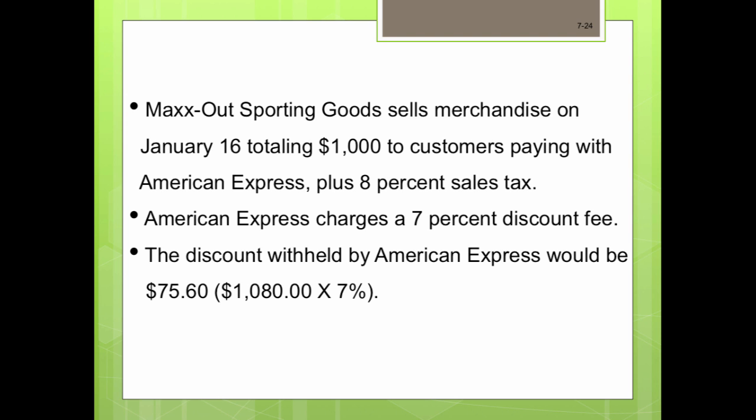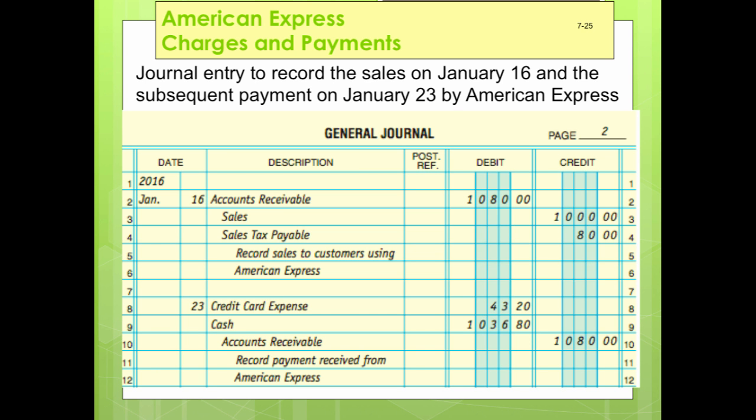This is an example of sales to customers using a non-bank credit card. So we have Max Out Sporting Goods selling merchandise on January 16, totaling $1,000 to customers paying with American Express, plus 8% sales tax. American Express charges a 7% discount fee, and the discount withheld by American Express would be $75.60, and that is determined by multiplying your total transaction. Notice it is $1,000, but with an 8% sales tax, it amounts to $1,080, and then you determine your discount by multiplying $1,080 times 7%, which is $75.60. So how are we going to record that?